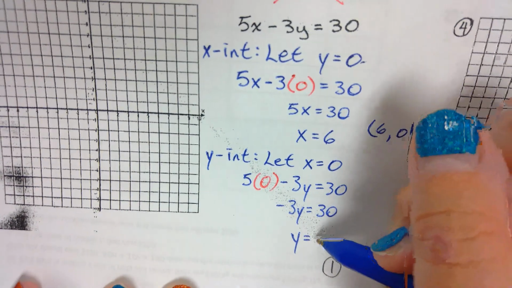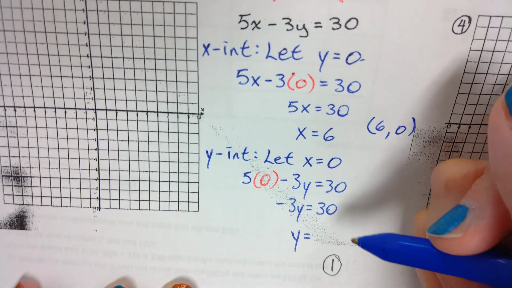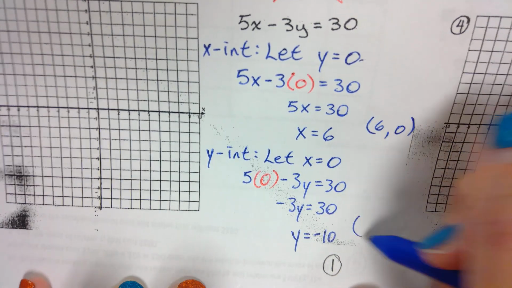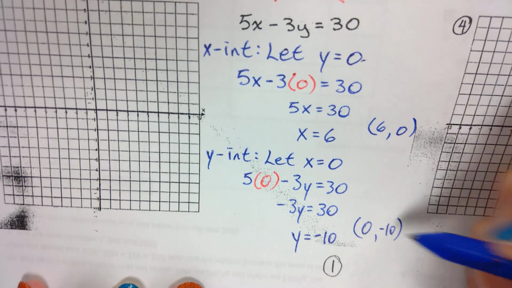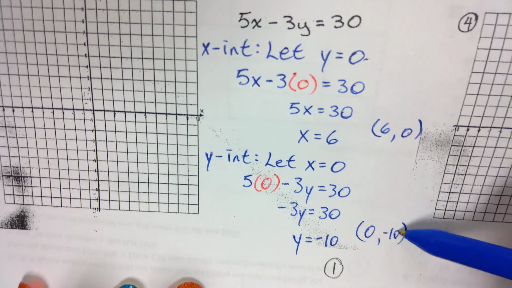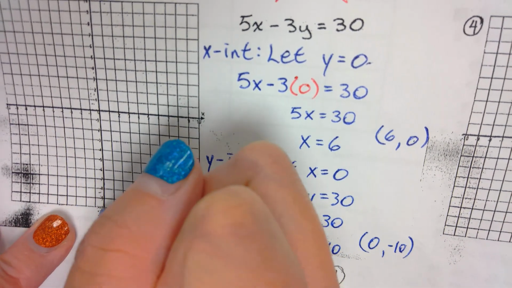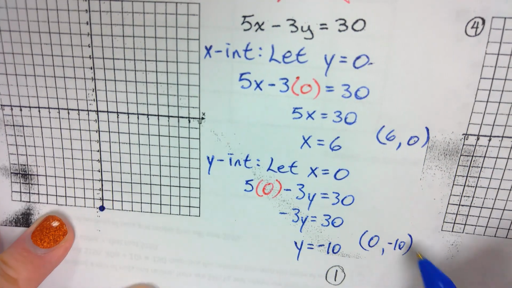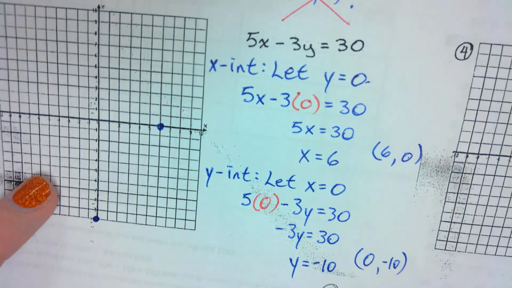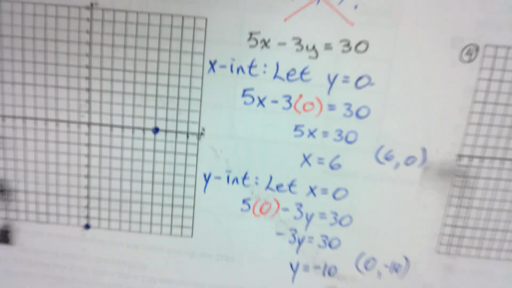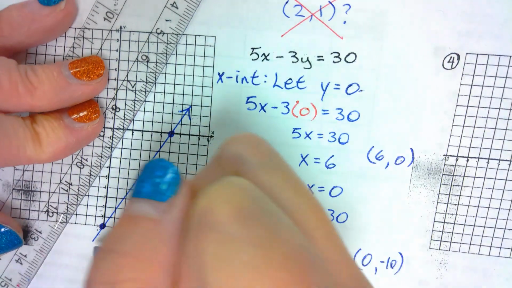30 divided by negative 3? Negative 10. And so what is my coordinate right here? 0, negative 10. Perfect. I have my 2 points here, so I can plot those 2 points and draw a line. 0, negative 10, and 6 and 0. Right, there's my 2 points. Connect them. And there's my line.